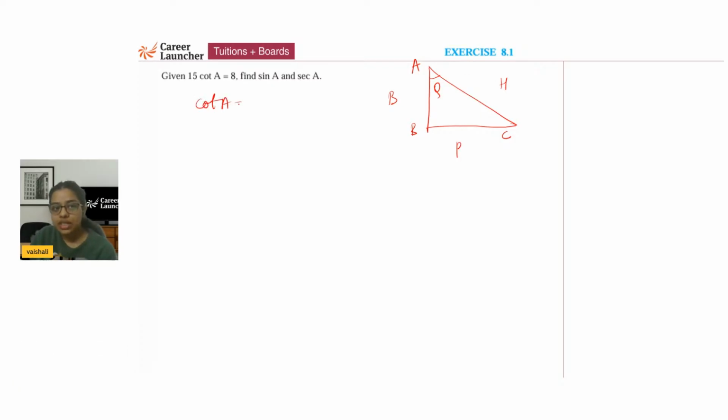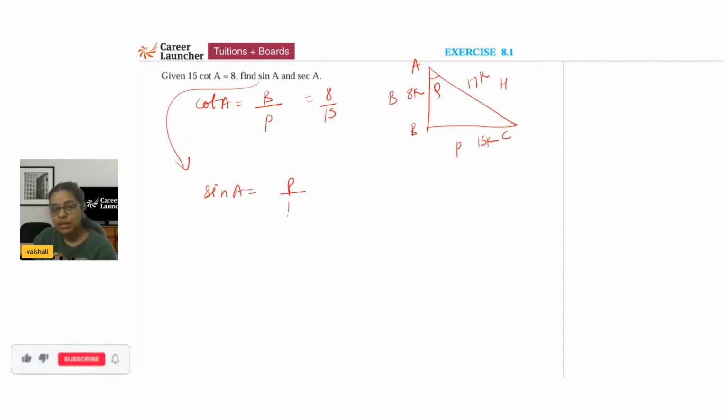So cot in general is what? Base upon perpendicular, which is equal to 8 by 15. So base is some multiple, you can say 8k, and perpendicular is 15k. Now what about the hypotenuse? You can again apply the Pythagoras theorem and you will get the value of hypotenuse as 17k. Once we get this, now we can calculate the value of sin A, which is perpendicular upon hypotenuse, which is 15k divided by 17k, or 15 by 17 is the answer.